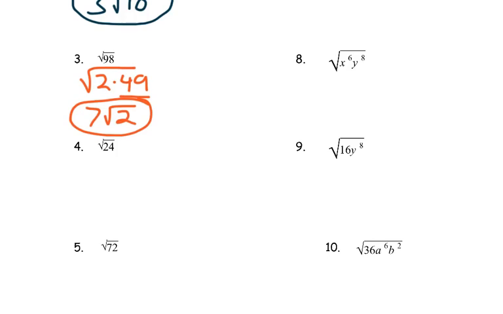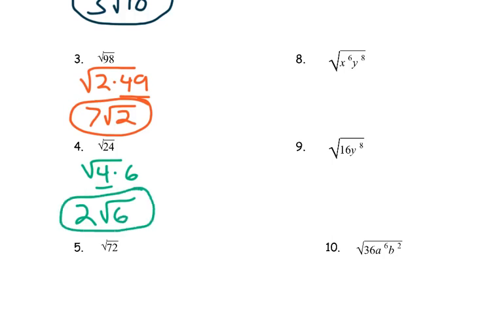Square root of 24. Again, 24 can be broken down into 2 and 12, 8 and 3, 6 and 4, a bunch of different things, but I'm going to find something that is a perfect square, and that is 4 times 6. 4 is the perfect square. It gets to escape. That becomes 2 times the square root of 6. 6 cannot be broken down into perfect squares.